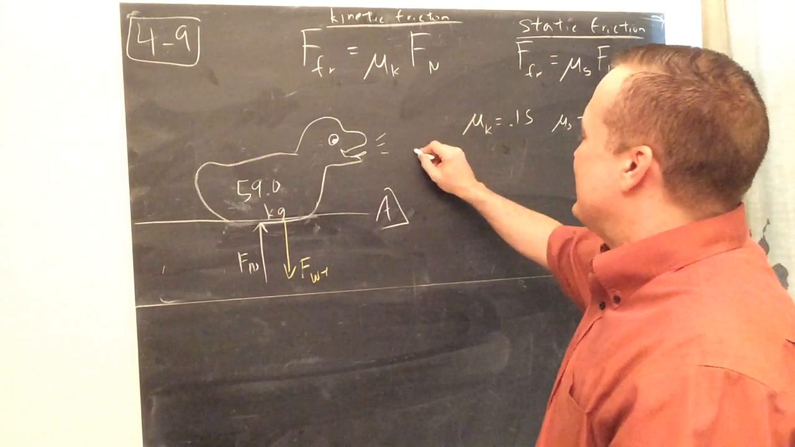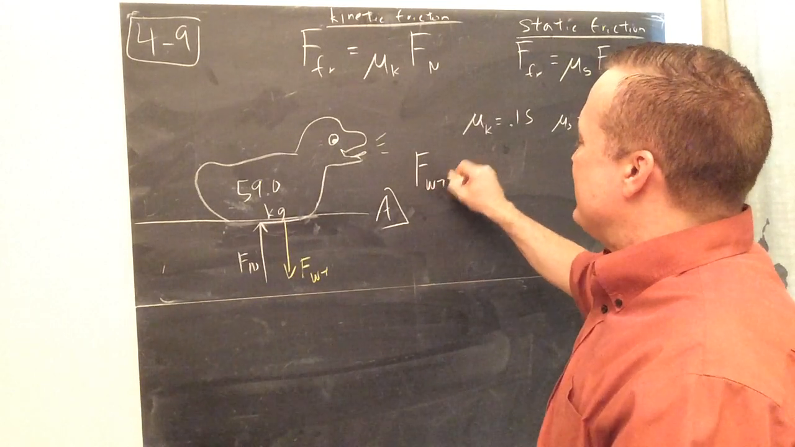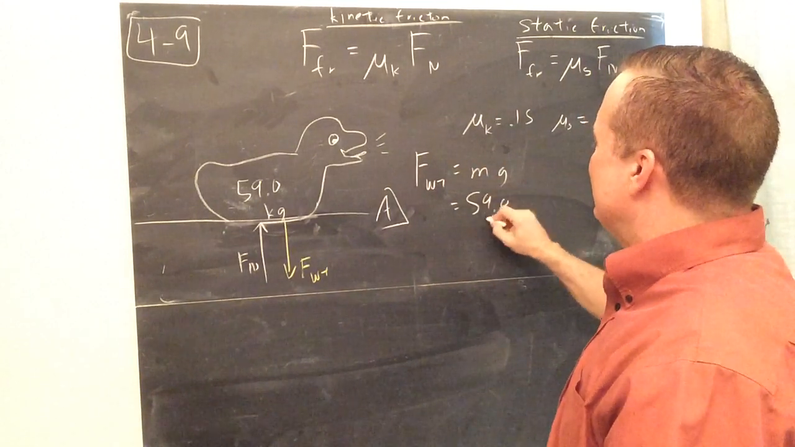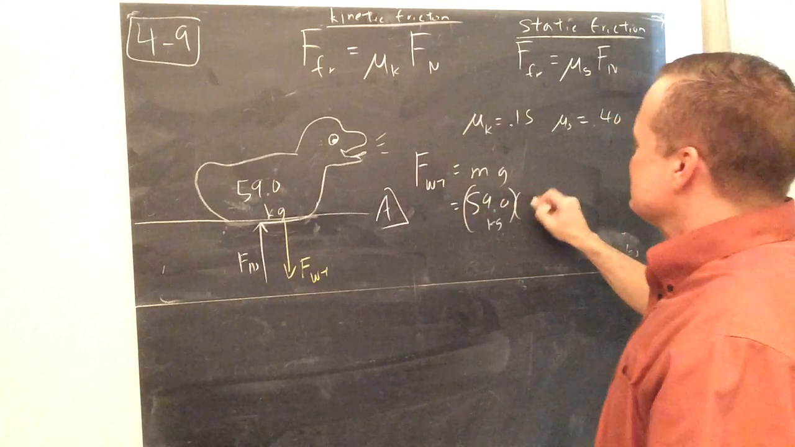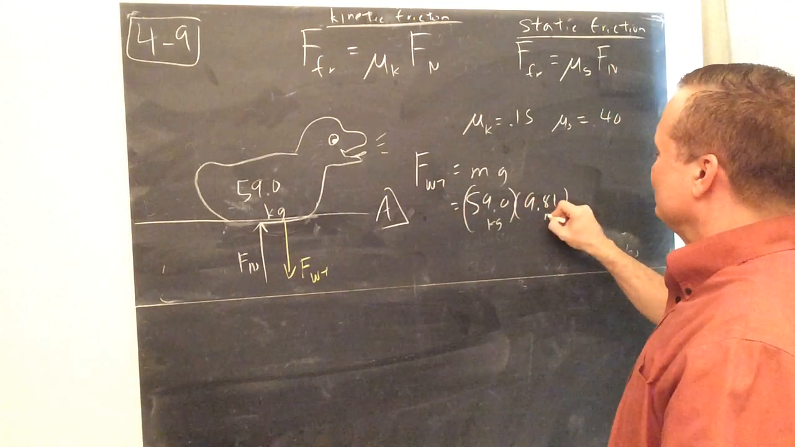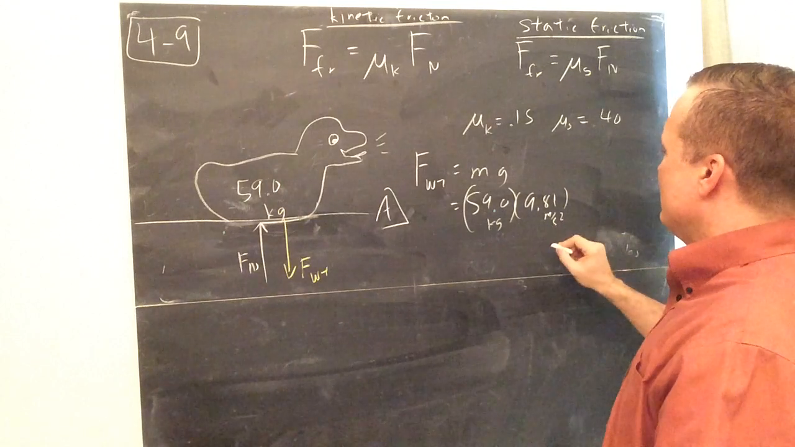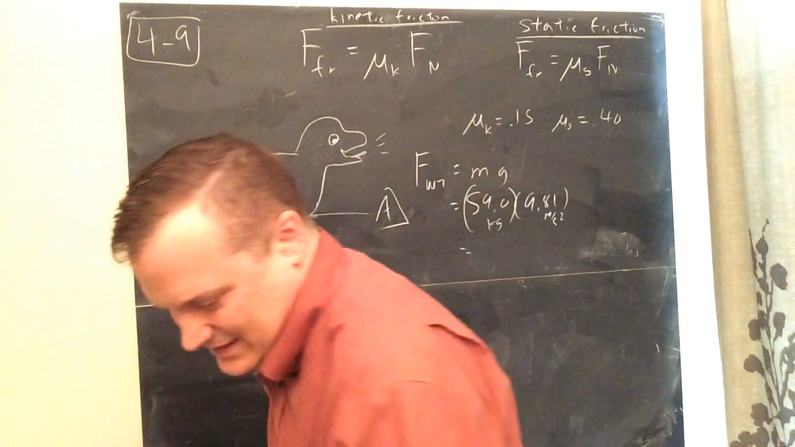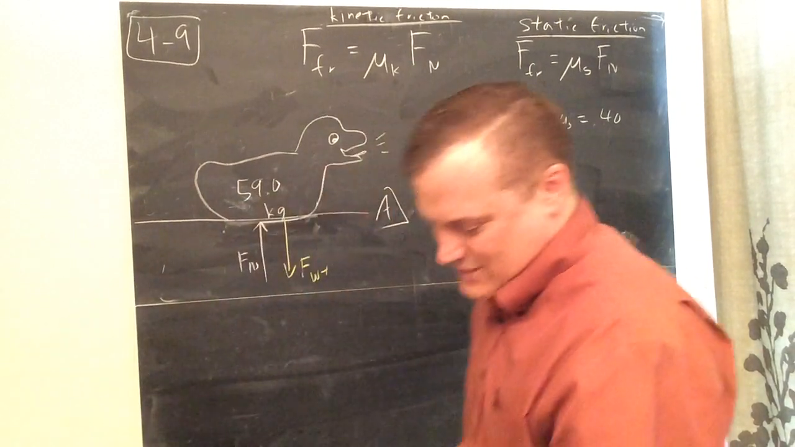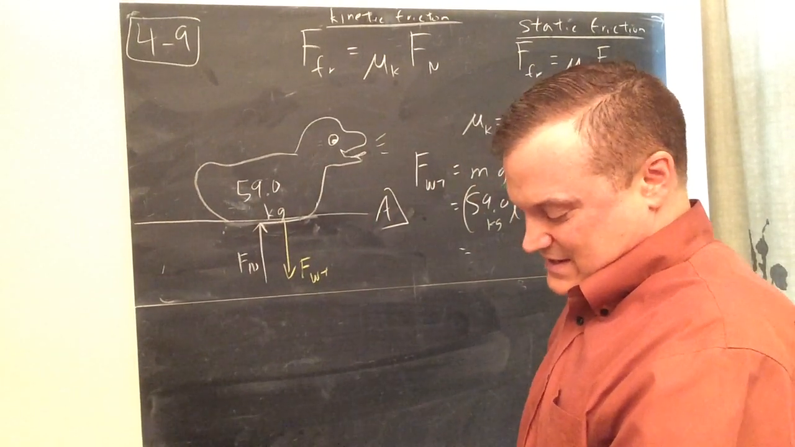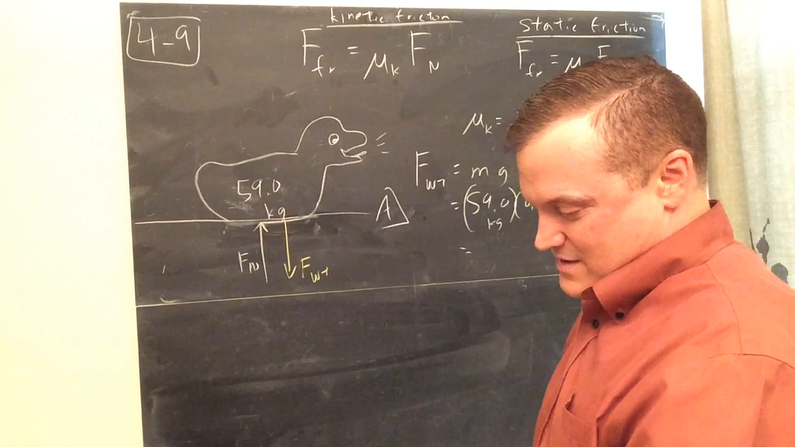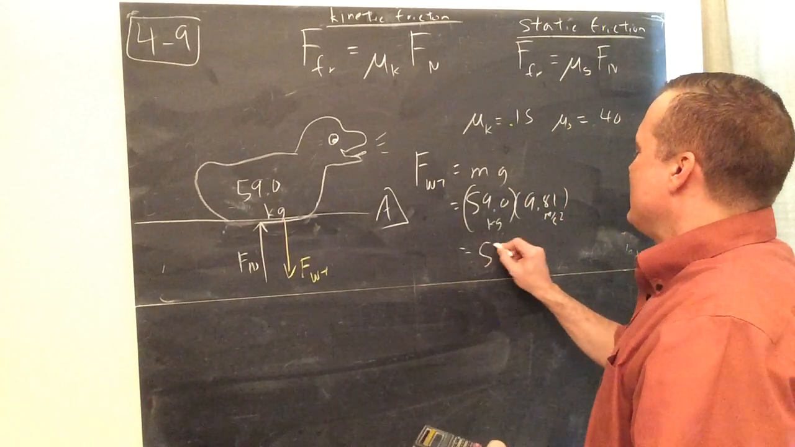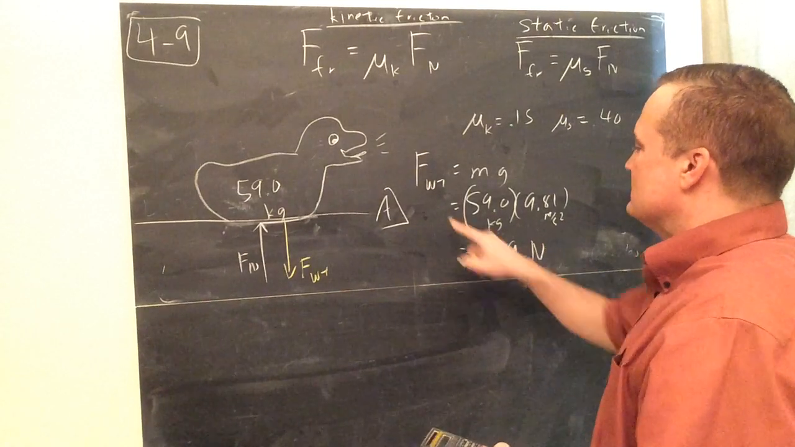So first you'll find out Happy's weight. 59 kilograms times 9.81. So what is that going to be? Why not pick 59? I could have picked an easier number to work with. Okay, 59 times 9.81, 579. 579 newtons is the weight.